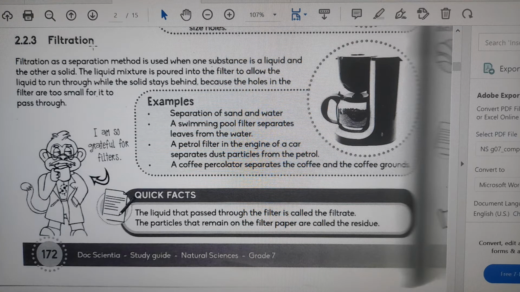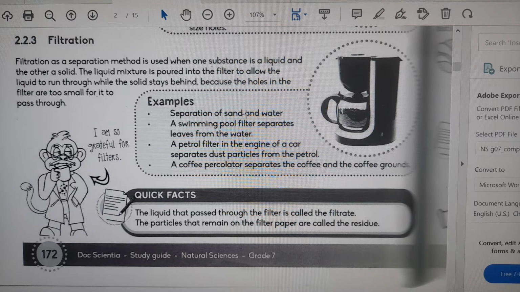The third method is filtration. Filtration as a separation method is used when one substance is a liquid and the other is solid. The liquid mixture is poured into the filter to allow the liquid to run through while the solid stays behind because the holes in the filter are too small for it to pass through.